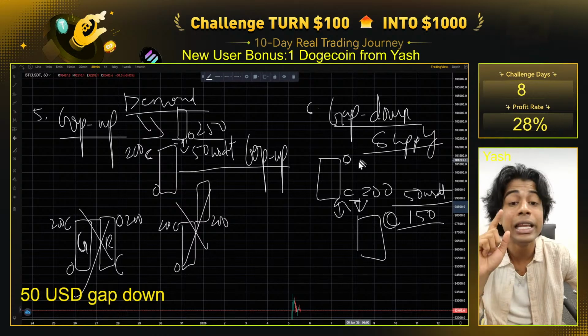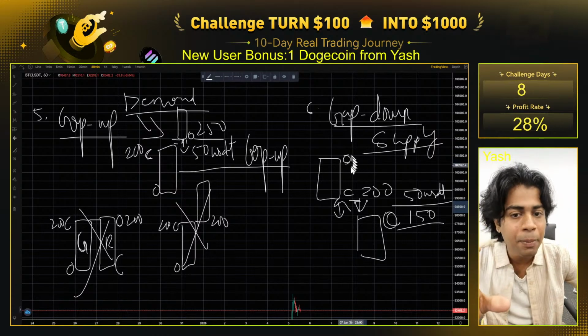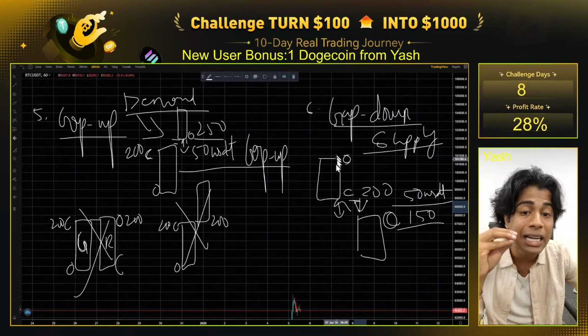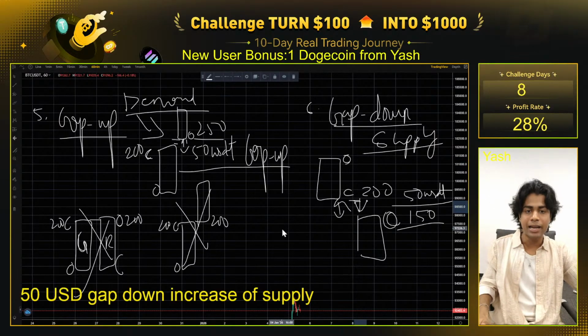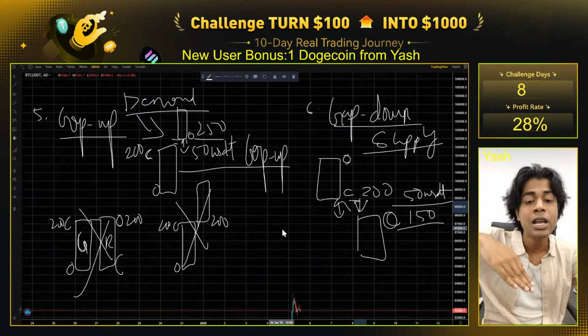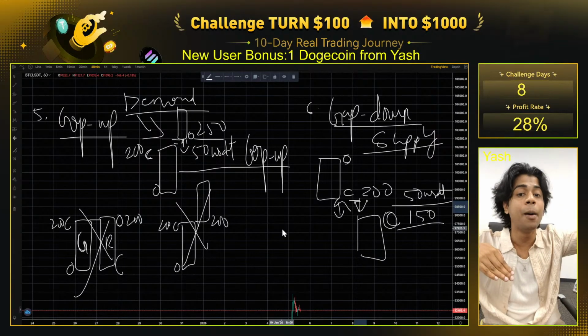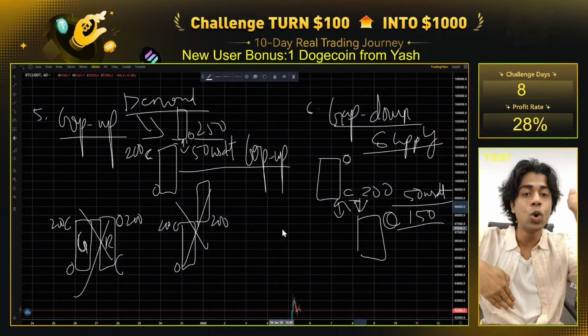This is called a gap down, where there is a sudden increase of supply. Gap up and gap down happen when the market suddenly changes. For example, if a market is dropping down, dropping down, dropping down, and there is sudden demand, there will be a gap opening, and from there the market will start going up. Change from down to up.